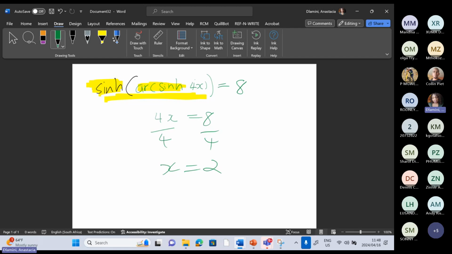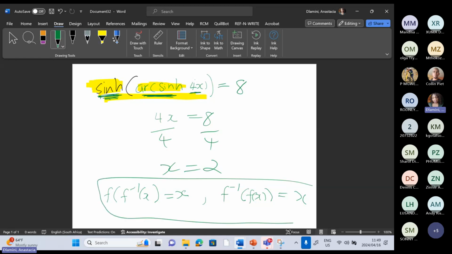Did you see what I just did? Can you re-explain? It's because I said if you take the function and inside that function you put the inverse of that function, then it will be equal to x. Or if you take the inverse of that function and put the function inside, you get x. So we know that this is sinh and this is the inverse of sinh. Therefore, the answer will just be 4x according to this rule.